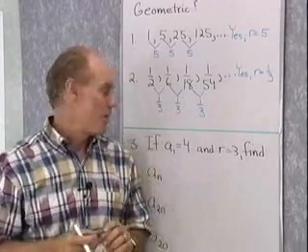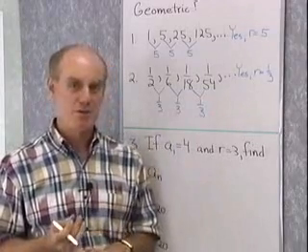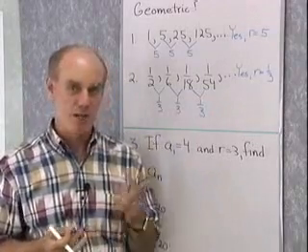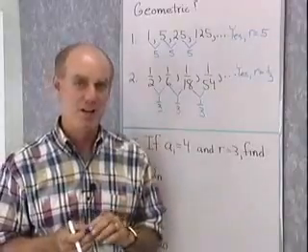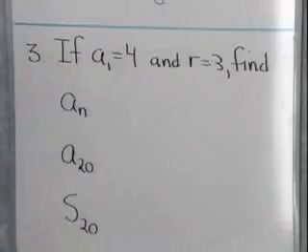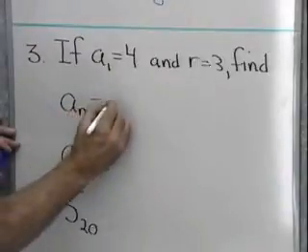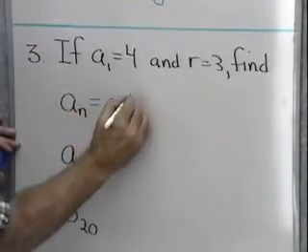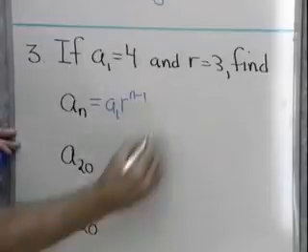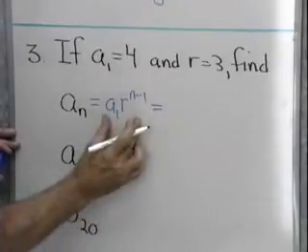Now, the next problem I want to do, we're going to be given a sub 1, the first term, given r, the common ratio, and then asked for some other information about the sequence. Let's take a look. Problem number 3, suppose a1 is equal to 4, r is equal to 3. Let's find a sub n. Well, a sub n will always be a1 r to the n minus 1.